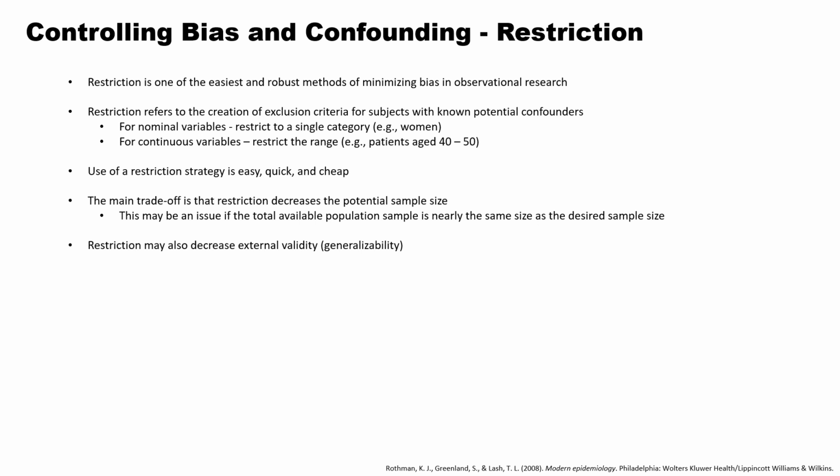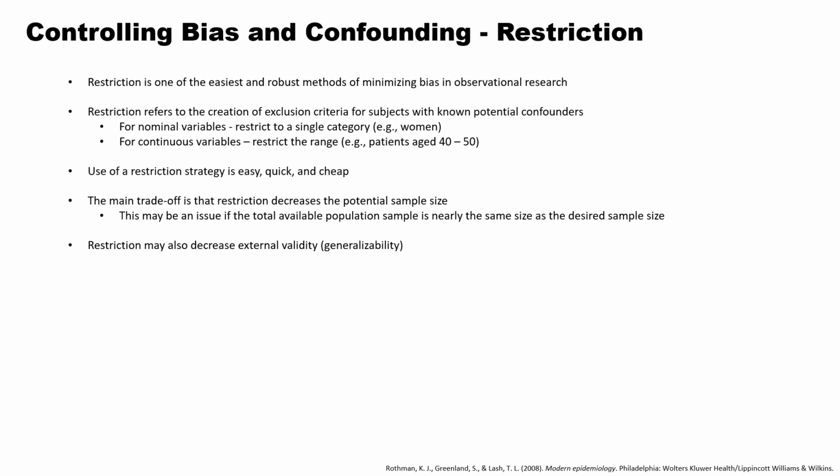For nominal variables, this often involves restricting them to a single category, so for example, only including women, or for continuous variables, restricting them to a particular range, so for example, including only patients that are aged 40 to 50 years old. The advantages of restriction as a strategy for minimizing bias and confounding is that it's incredibly easy, very quick, and cheap to conduct.